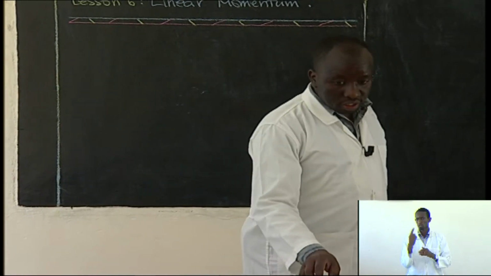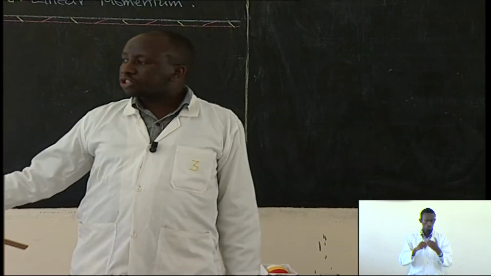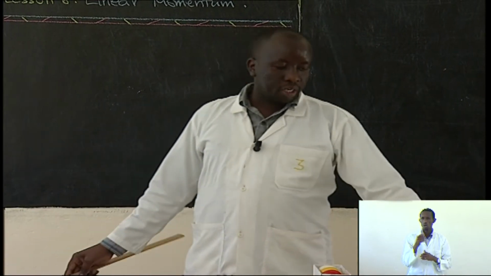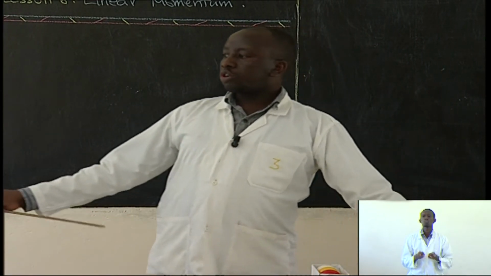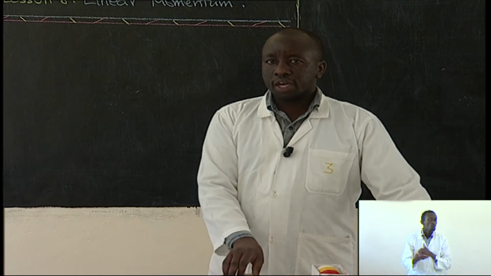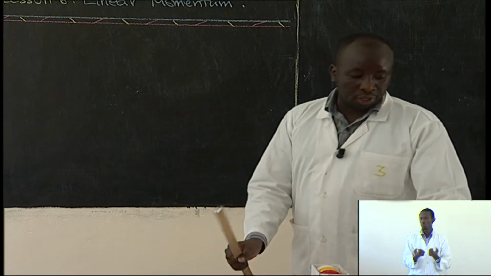The objectives of this lesson: by the end of this lesson, I want you to be able to, one, describe linear momentum, and two, identify conservation of linear momentum. That is another point that I want you to know, but after we explain this unit. So we have lesson number 6.